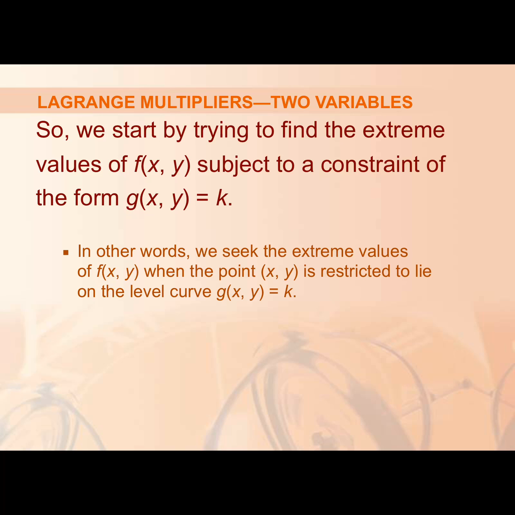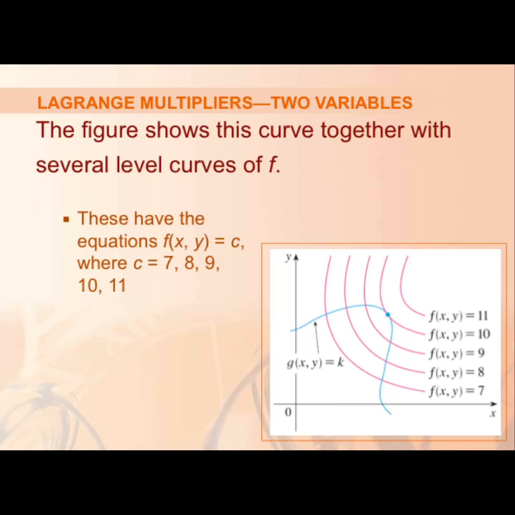variables. In this general situation, we're trying to find the extreme values. Remember, extreme could be the absolute max or the absolute min, right, with the extreme values of your function. So this is a function that you're trying to maximize or find the extreme values of, subject to the constraint of the form g of x y equals k. So g equals k is your constraint for your function f.